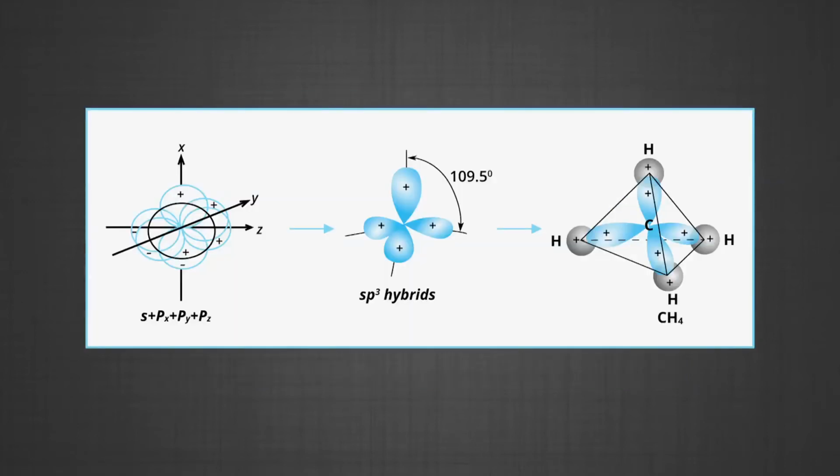Now, there is 25% s character and 75% p character in each sp3 hybrid orbital. The four sp3 hybrid orbitals so formed are directed towards the four corners of a tetrahedron. The angle between sp3 hybrid orbitals is 109.5 degrees. The figure shows you the formation of the sp3 hybrid orbitals by the combination of s, px, py and pz atomic orbitals of the carbon and the formation of the CH4 molecule.